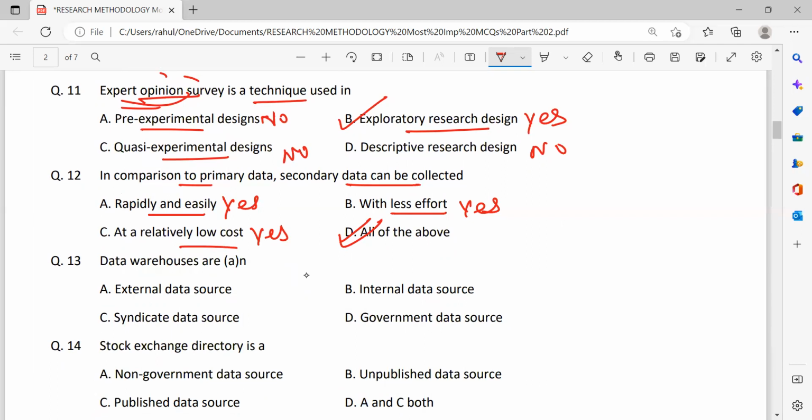Okay, question number 13. Data warehouses are in external data sources, internal data sources, syndicated data sources, or government data sources. Data warehouses are basically internal data sources. So option B is the correct answer here.